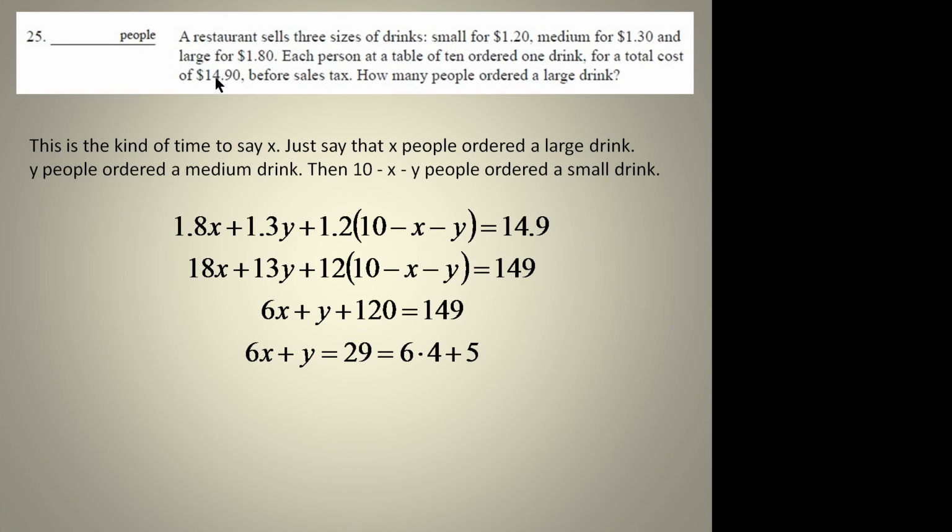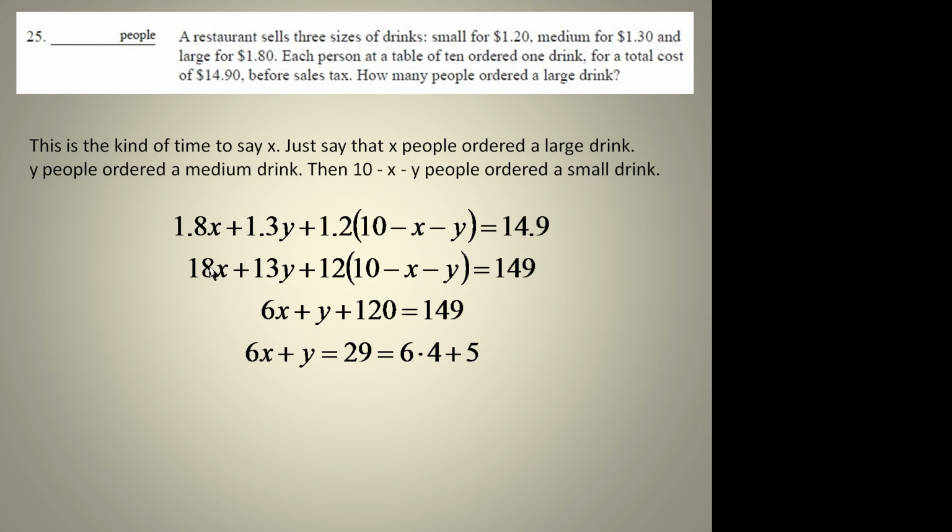The total price is $14.90. So this will give us one equation here. The large drink costs $1.80, so 1.8 times X, and the medium drink costs $1.30, so 1.3 times Y, and the small drink costs $1.20, so 1.2 times (10 minus X minus Y). The total cost is 14.9.